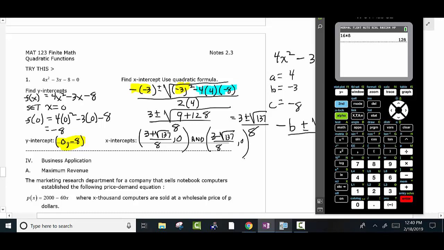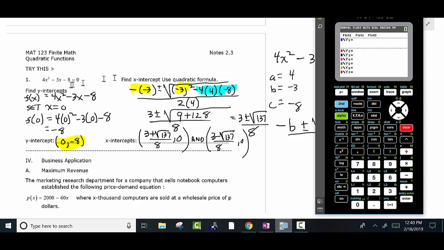Now what I'm going to do on this problem, and you can do this on your calculator with me if you want to, is show this to you on just one problem. You could actually graph this quadratic. You could put in y equals 4x to the second, minus 3x, and then minus 8, like that.